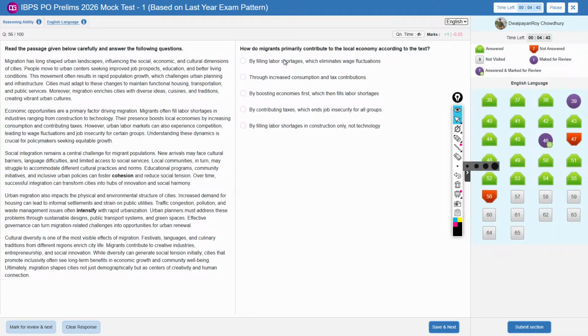Okay, so how do migrants primarily contribute to the local economy? Filling labor shortage, eliminating wage fluctuation. Okay, through increased consumption and tax contribution by boosting the economy first, then filling the labor and job shortage in construction only.